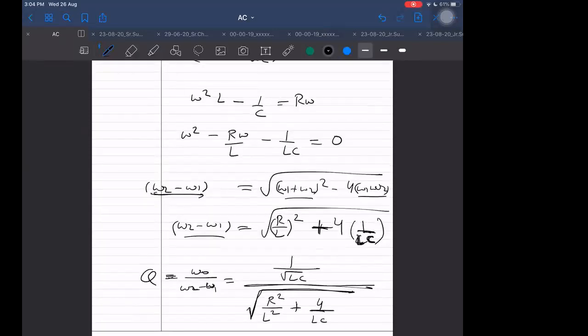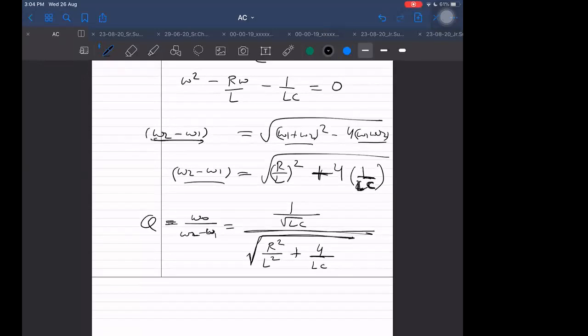Quality factor, XL upon R, omega naught into L by R. Was it that? I think that only. Am I getting that here? I don't seem to be getting that, right?